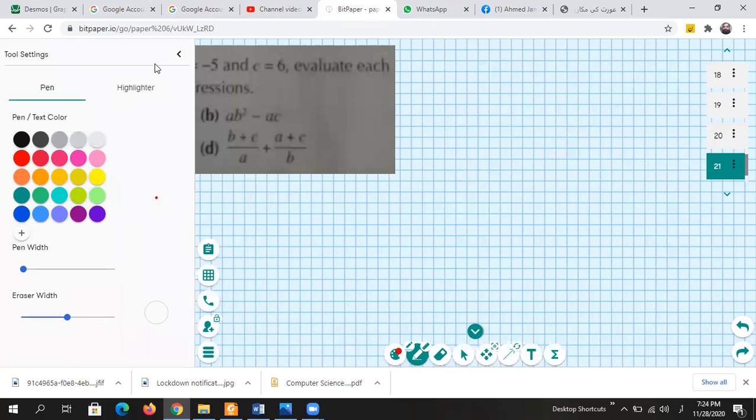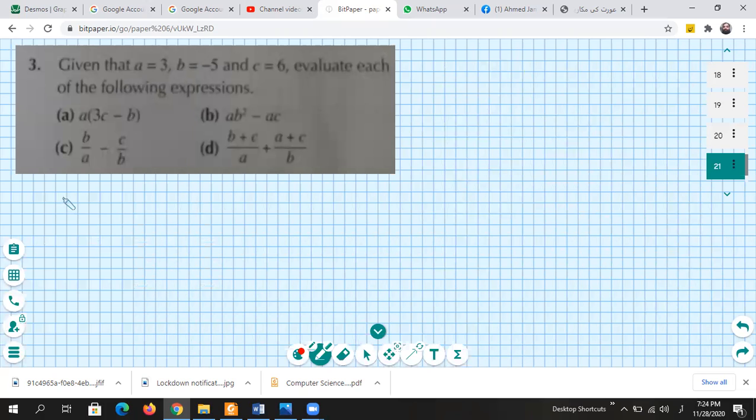So I'm trying part A here. Part A is A into 3C minus B. Okay, insert the values here. We know that A is equal to 3, whereas B is equal to -5 and C is equal to 6. So I'm replacing this A by 3. Similarly, 3 as it is, whereas C is 6, minus B. B is -5. I'm writing the bracket for separating it.